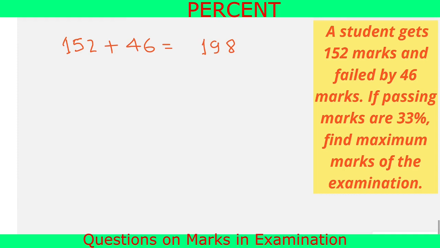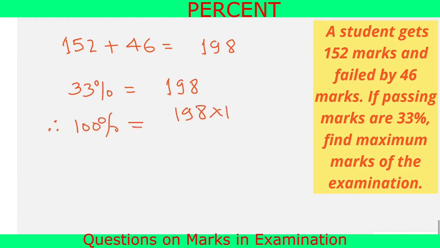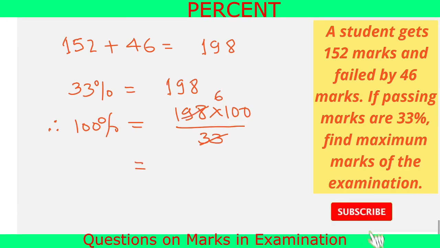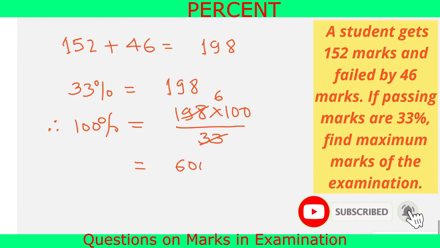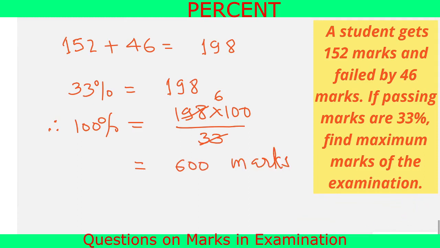And passing percentage is 33%. It means that 33% is equal to 198 marks. So we have to find the maximum marks, which is 100%. And this is equal to 198 multiplied by 100 divided by 33. And 33 divides 198 six times. It means that the maximum marks are 600 marks. Very easy question. And the answer is maximum marks in the examination are 600 marks.